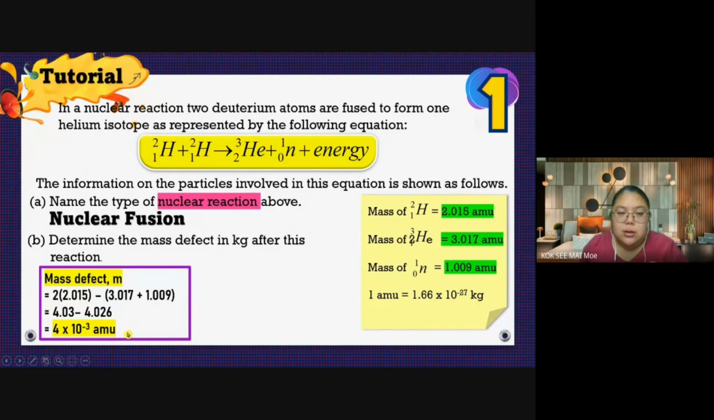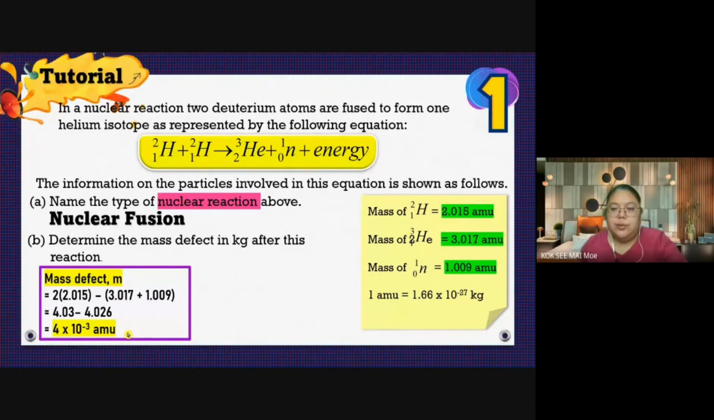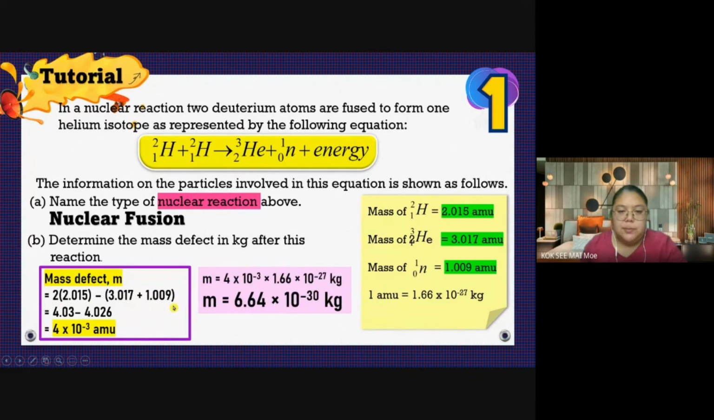Is it perfect? Is it a 4? Do you have any decimal point? No decimal. So we convert to kilograms because they want it in kilograms. I multiply by 1.66 times 10 power negative 27, so I get 6.64 times 10 power negative 30 kilograms. I think this one is no problem.